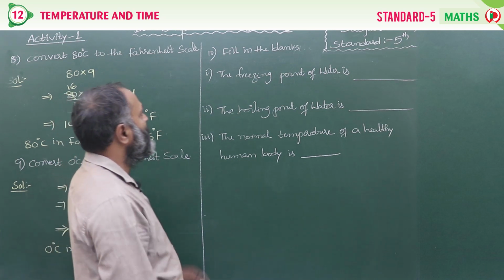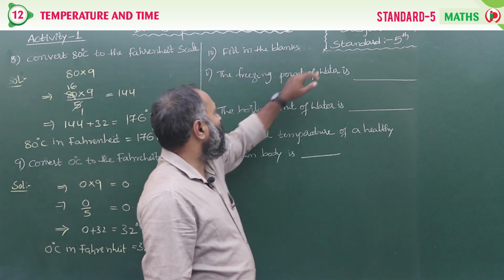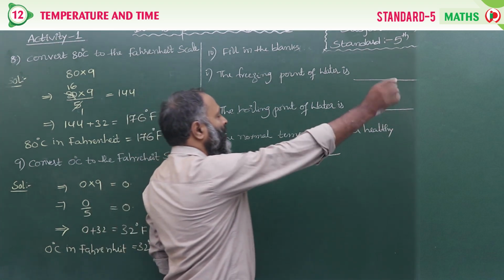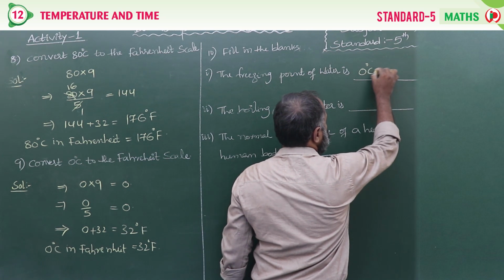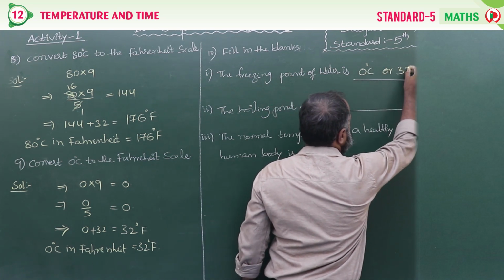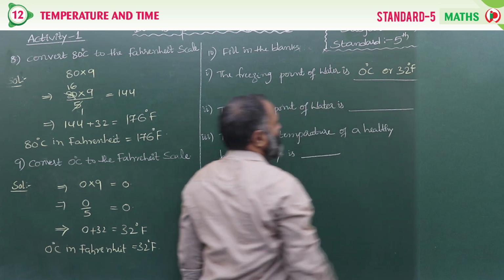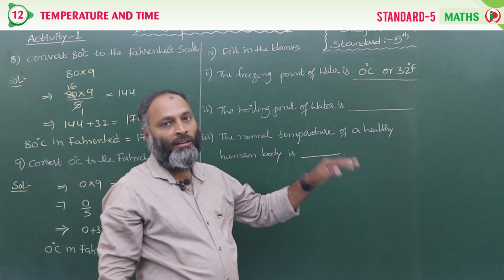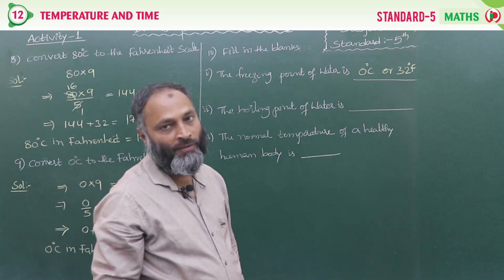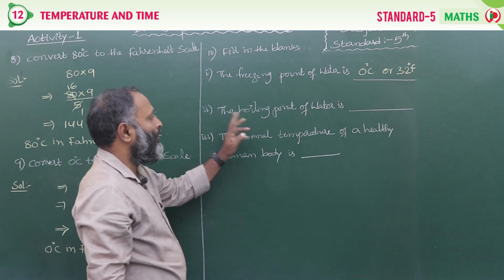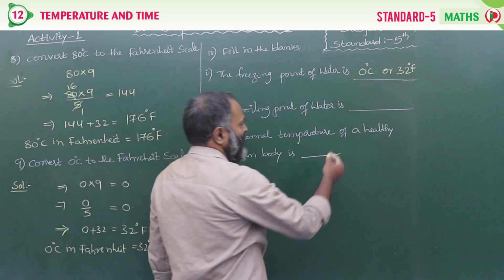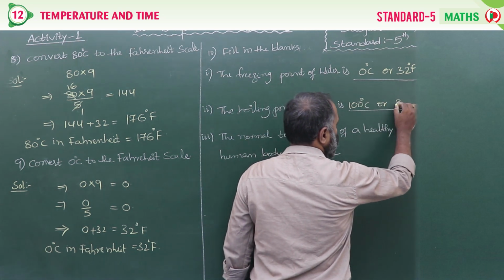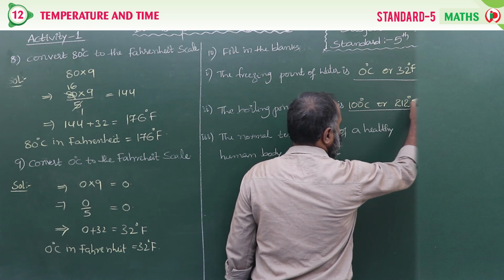Okay, now see here, fill in the blanks. The freezing point of water: that we know is 0 degrees Celsius, or in Fahrenheit 32 degrees Fahrenheit. Both are equal. The boiling point of water we know is 100 degrees Celsius, in Fahrenheit 212 degrees Fahrenheit.